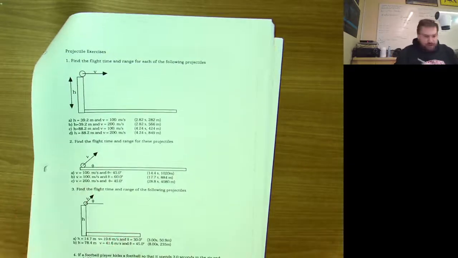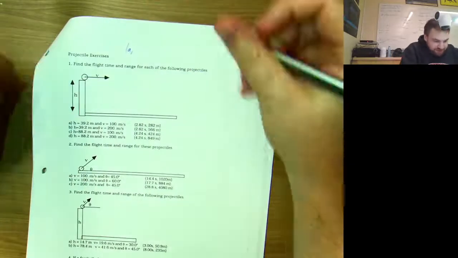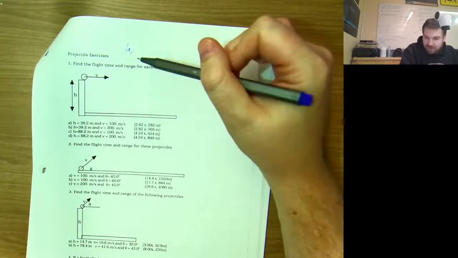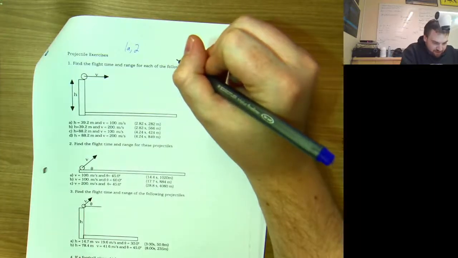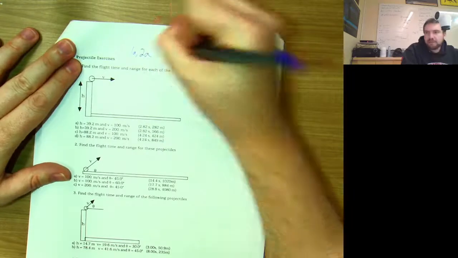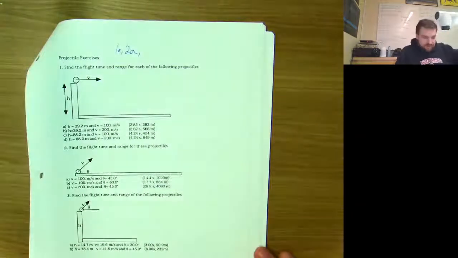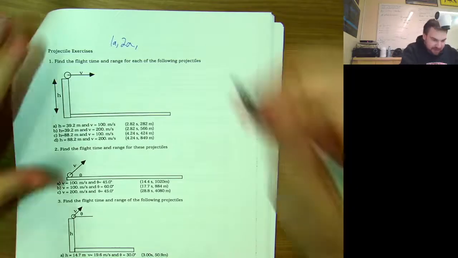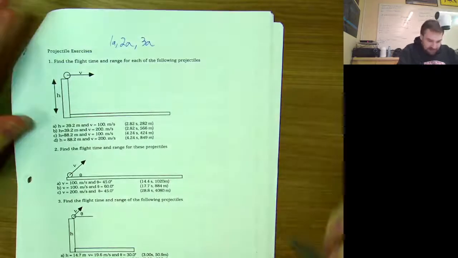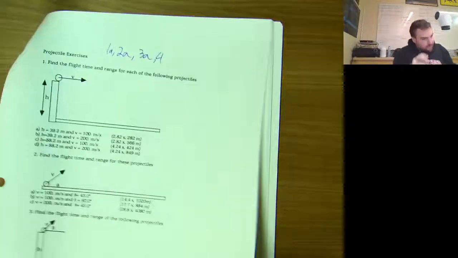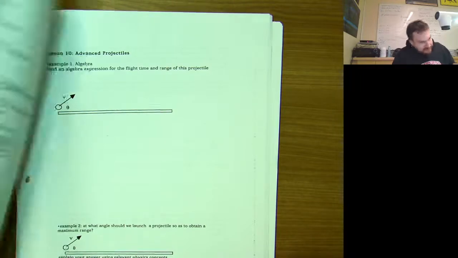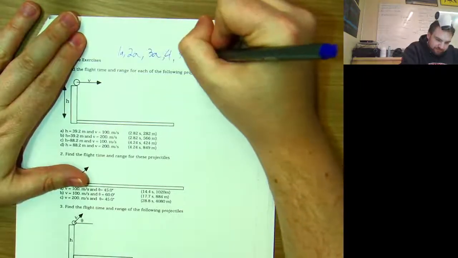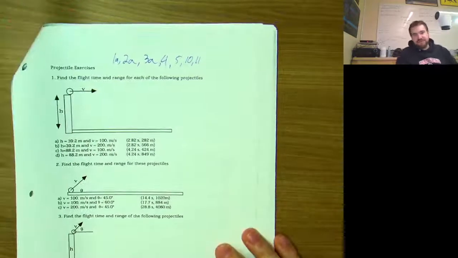So your homework for this section is this. Flip the page. I want you to do 1A. We don't need to do all of those, 1A is totally fine. Same thing, 2A. So we got 1A, we got 2A. I want you to do 3A. I want you to do 4. We're going to do 5, 10, and 11. That's your homework for this.